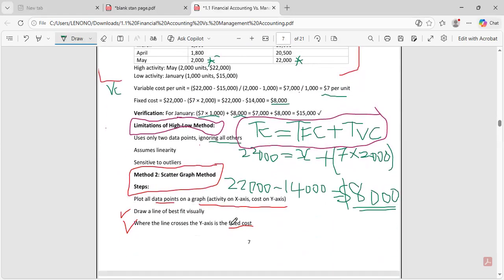And of course, the limitations of the high-low method: it only uses two data points and it also assumes linearity. Also, it's sensitive to outliers.